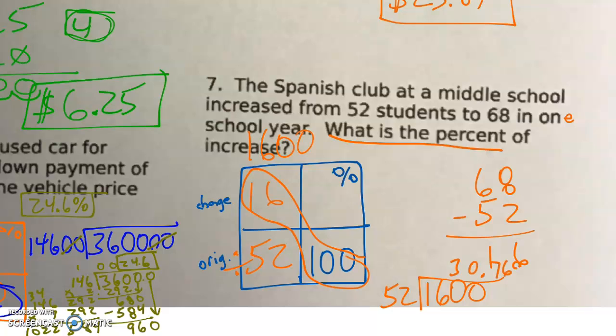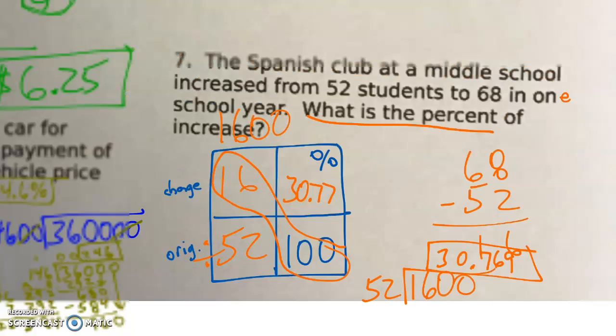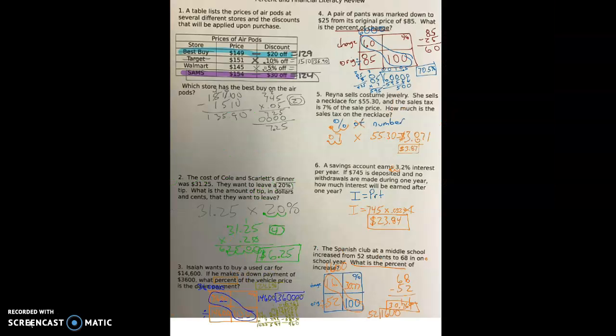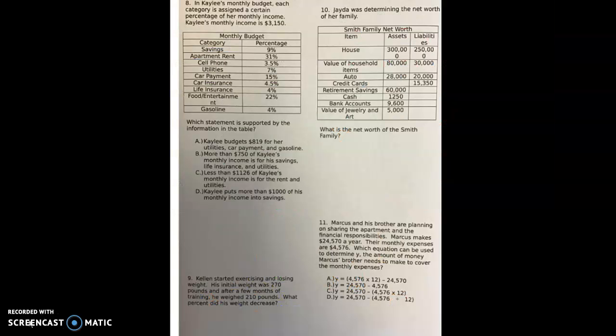30.769. So we would round that up to 30.77. If it said round to the nearest percent, then you would actually round it up to 31. So you just have to read and turn that brain on of yours. Okay? All right, let's go to the next page.